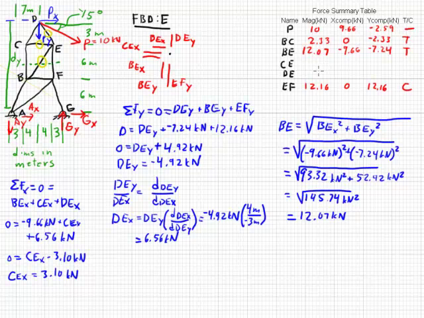Filling in our force summary table, DE in the x is 6.56 kilonewtons. DE in the y is negative 4.92 kilonewtons. CE in the x is 3.10 kilonewtons. Because it's a horizontal member, the y component will be 0, and the magnitude will be the same as the x component.